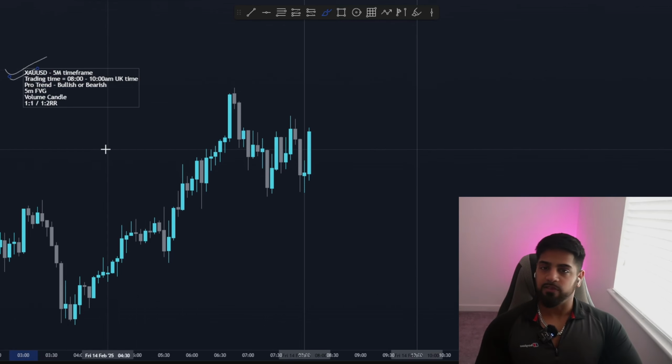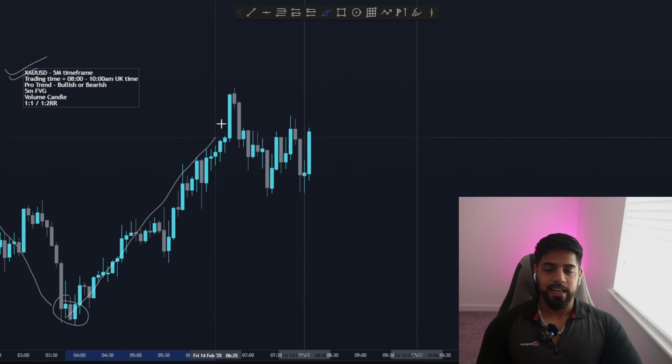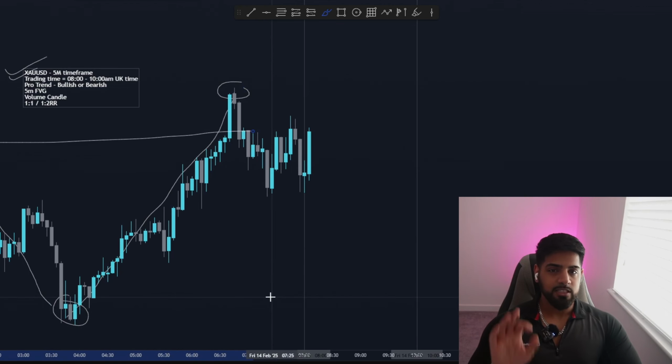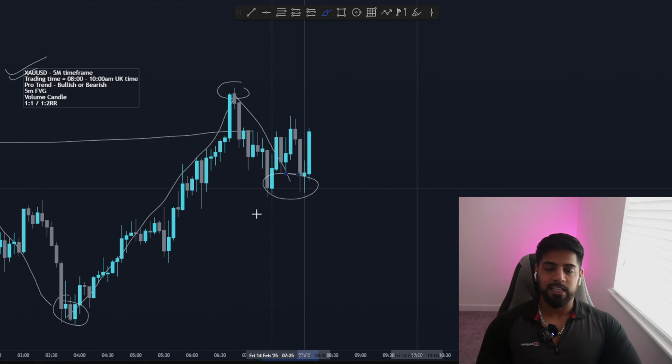Next is to identify the trend. Where are we? Are we bullish? Are we bearish? As we can see, price has put in this higher high, then we've come down, put in a higher low, and now we've got a brand new higher high breaking this previous structure. This means we are very bullish, and with the pro-trend, we are only going to be looking for buyers, no selling positions.